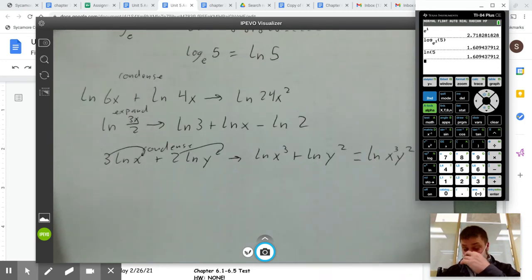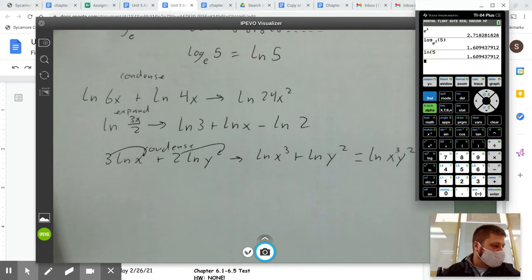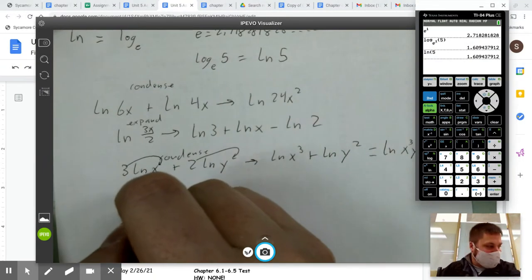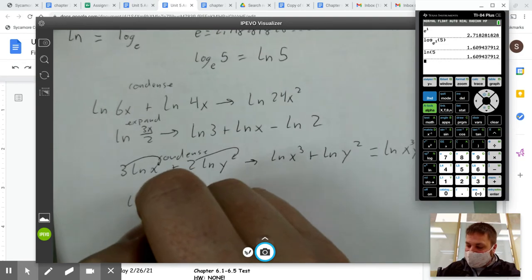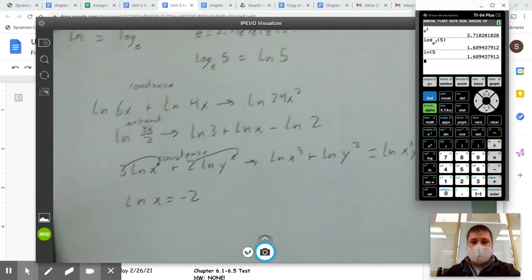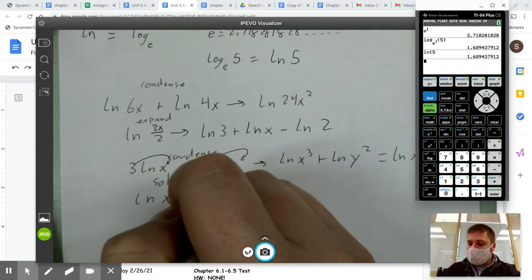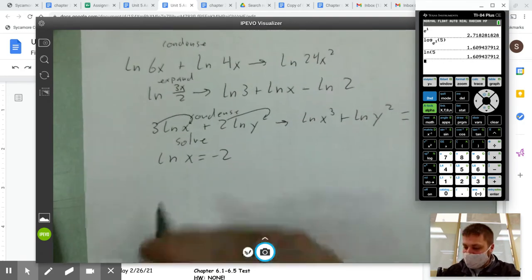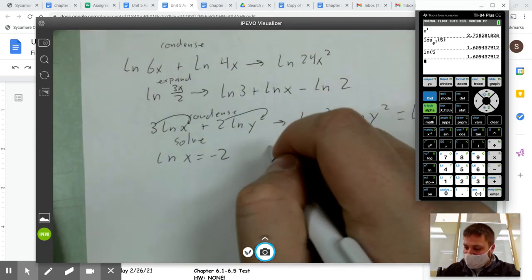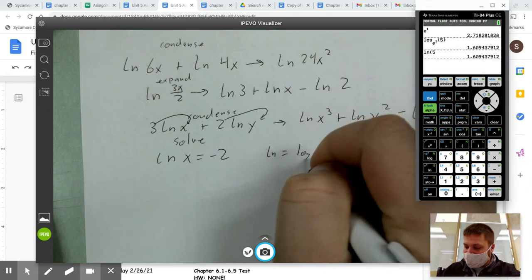All right, now if I wanted to solve a natural log, let's say that I had something like ln of x equals -2. Let's start really easy. We want to solve. Well, remember that the ln is the same exact thing as log base e.